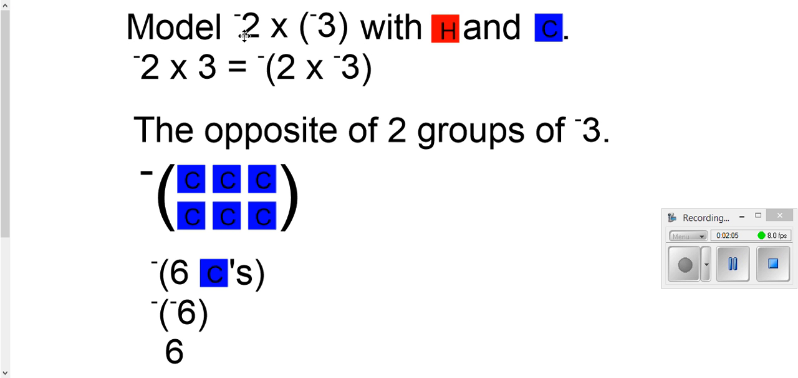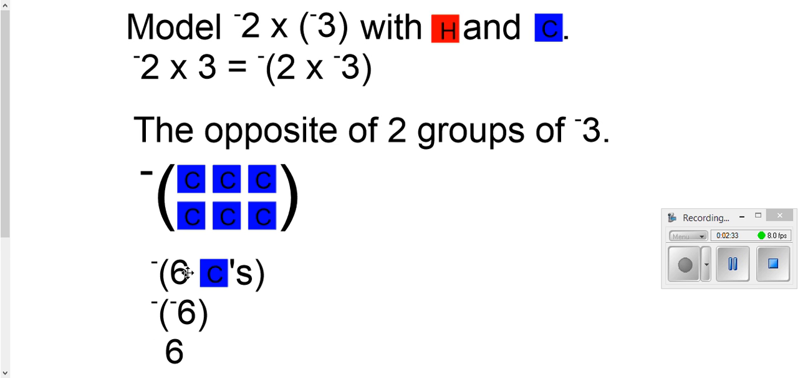When we look at -2 times -3, you could think of that as the opposite of two groups of -3. So we'd have to put -3, which would be our 3 c's here, another group of 3 c's here, which is a total of 6 of those c's, which you know is a -6, and you want the opposite of that, which is +6.